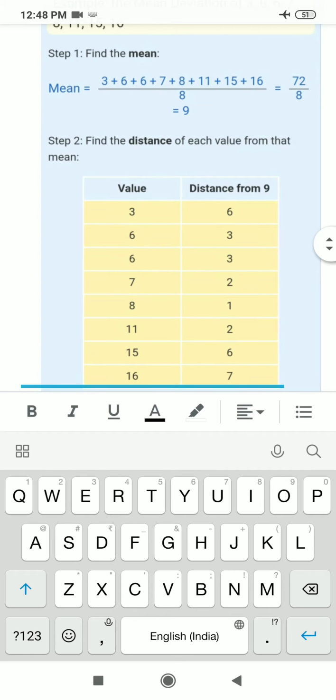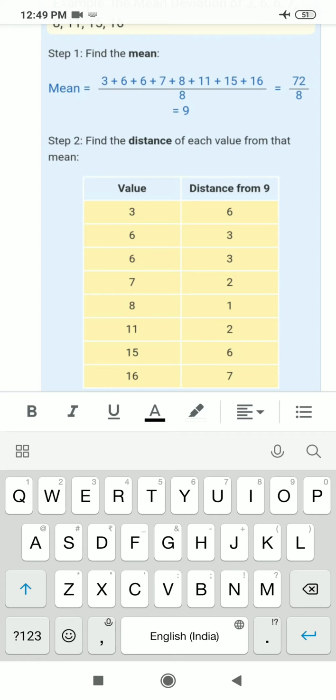Now please note here that the distance of 3 from 9 is 6, and the distance of 6 from 9 is 3. So in this table I have shown the distance of each value from the mean value, that is 9. Column 1 is showing the individual value, and column 2 in this picture is showing the distance of each value from the mean value 9.